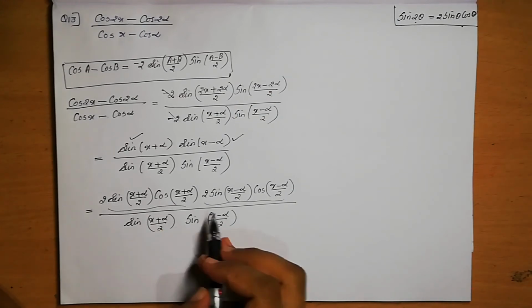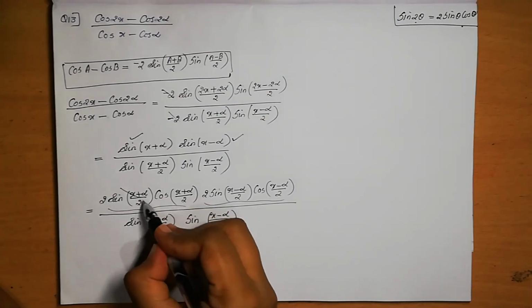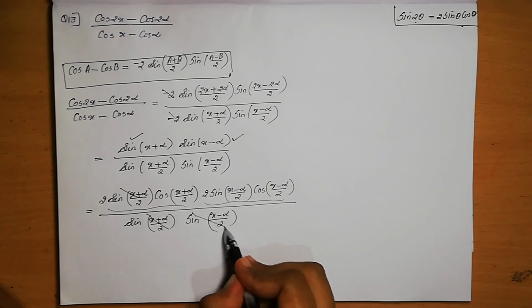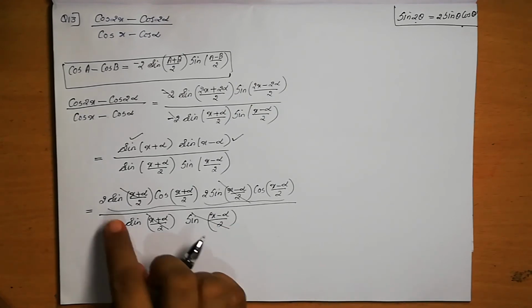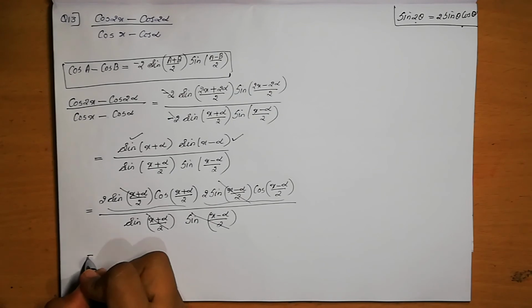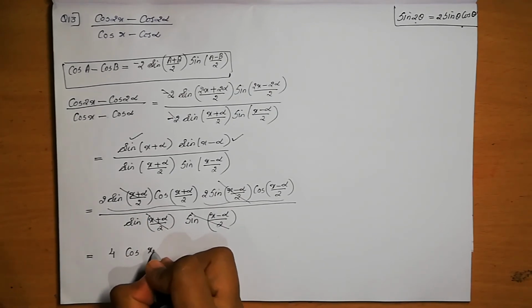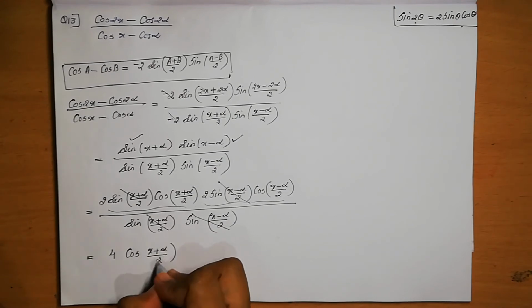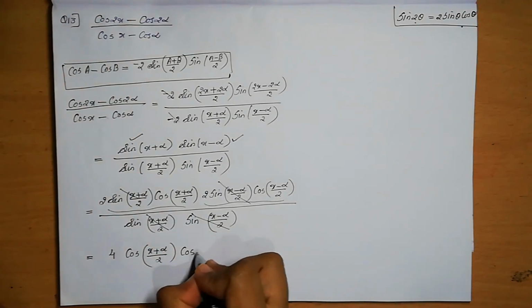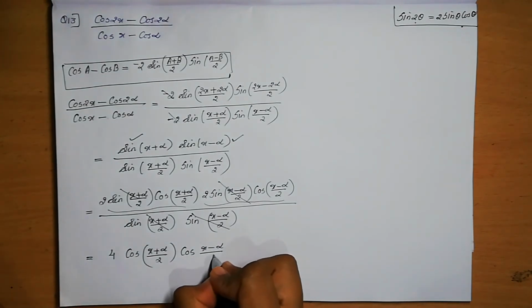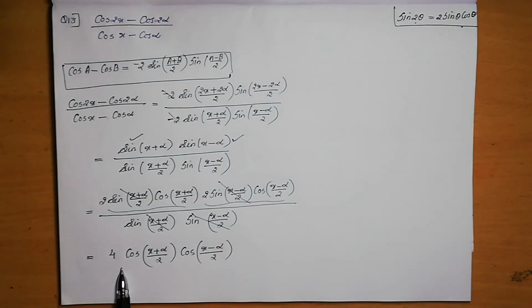So here we can multiply this one. Sin((x plus alpha)/2) and sin((x plus alpha)/2) cancel. Sin((x minus alpha)/2) and sin((x minus alpha)/2) cancel. Remaining is 2 into 2 is 4 cos((x plus alpha)/2) and cos((x minus alpha)/2). So again we can see that this is in the form of cos A cos B. Cos A cos B we can write as cos of A plus B plus cos of A minus B, the whole divided by 2.